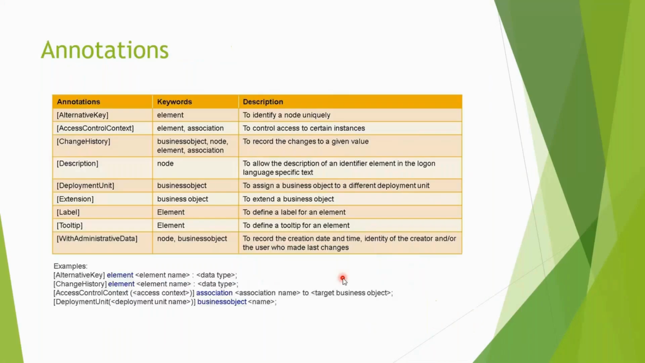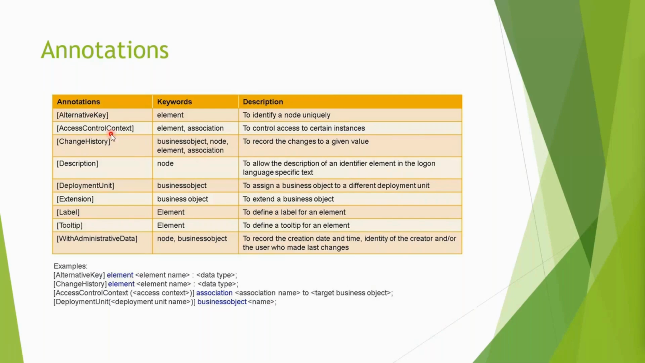So annotations, right? These are keywords to give some additional context to the fields which we are creating. Let's say this alternative key. This keyword can be used on an element, so it is an identity. If we have to make a unique identifier for a node, we can define it as an alternative key. Let's say customer ID or the lead ID, those will be an alternative key, a unique record. If you want to make any key unique, then we have to define the annotation alternative key.